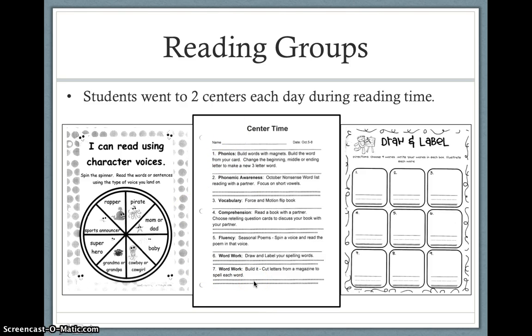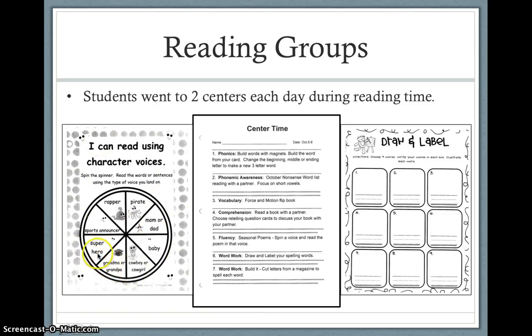So Tuesday was red. So let's say little Bob had number 5 and 6 circled on Tuesday in red. That means he'd have to work on fluency and word work on Tuesday, and if he did not get those finished, it was his responsibility to finish them. So number 5 is fluency, and here's an example of the fluency over here.